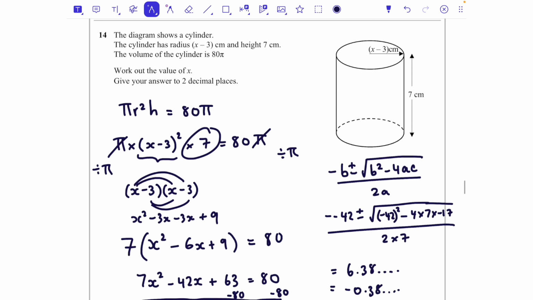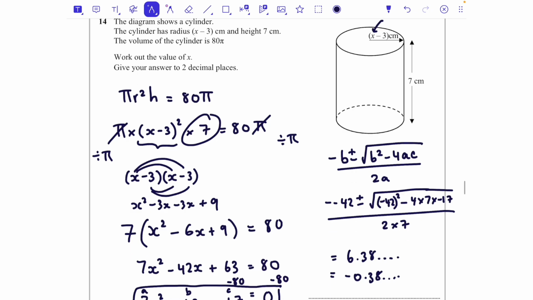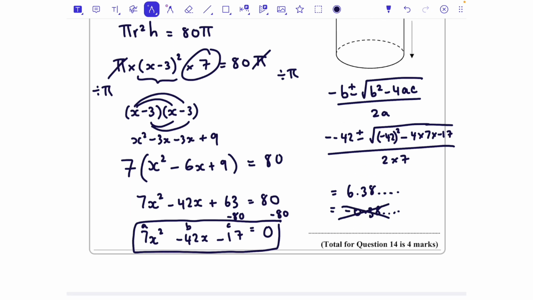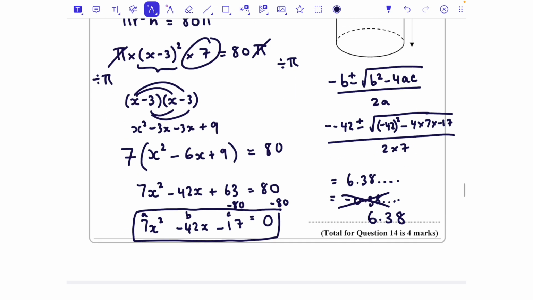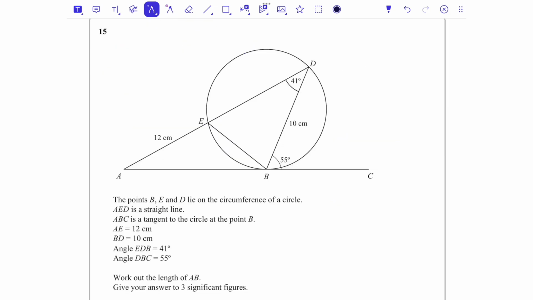However, x cannot take a negative. In fact, it can't be anything less than 3 because then the radius would be negative. So we're going to disregard this one, and we're going to say our answer is 6.38 to 2 decimal places.